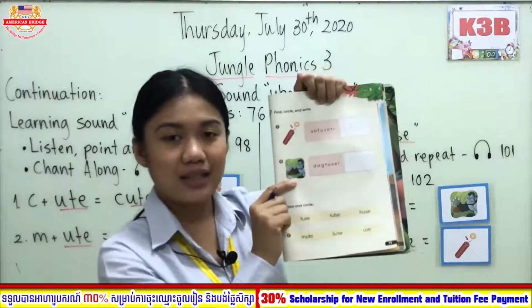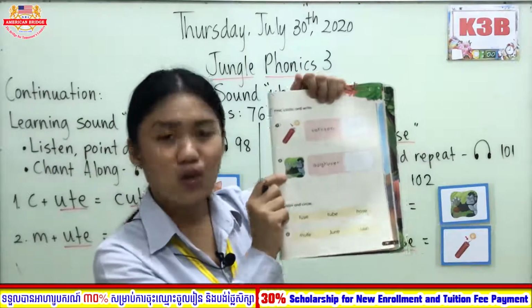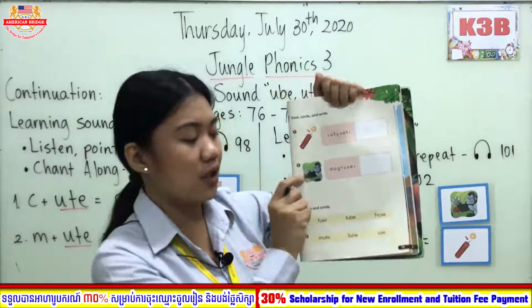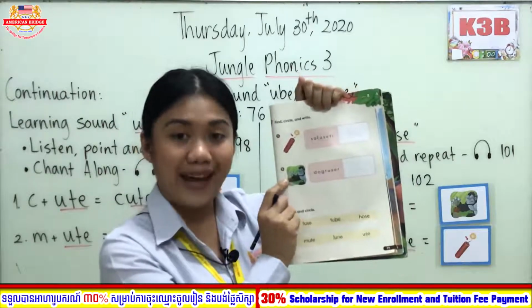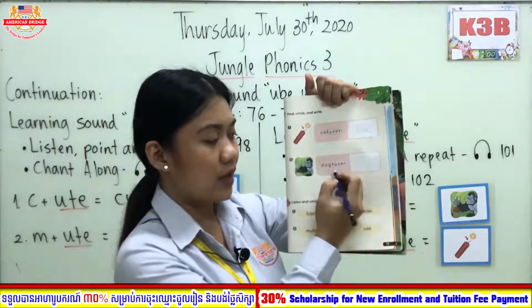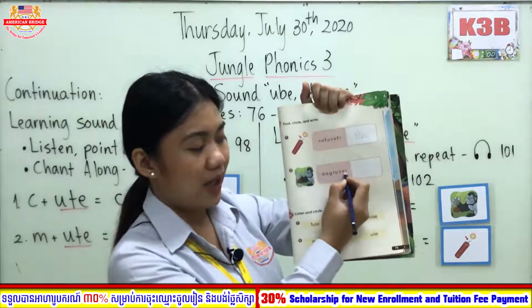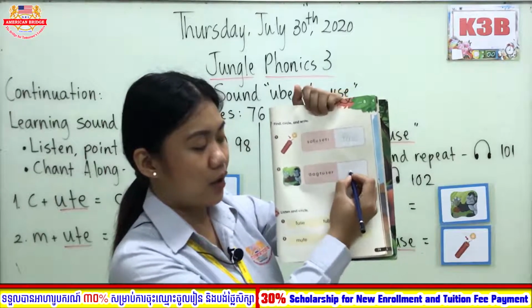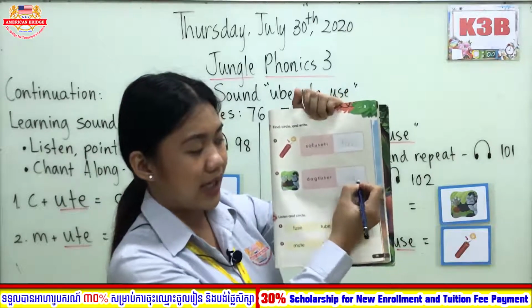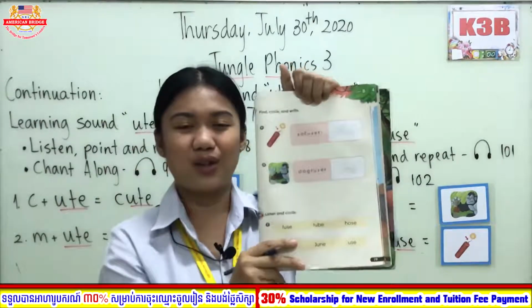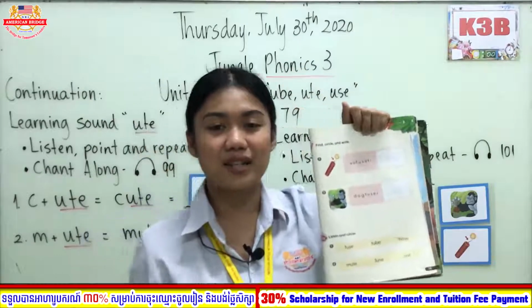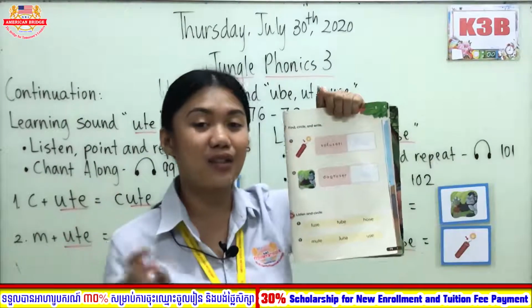Next, for our second picture is use. Okay, good. Use is U-S-E. So let's circle the word U-S-E. And write the word U-S-E. Use. So that is our second exercise in learning sound use.